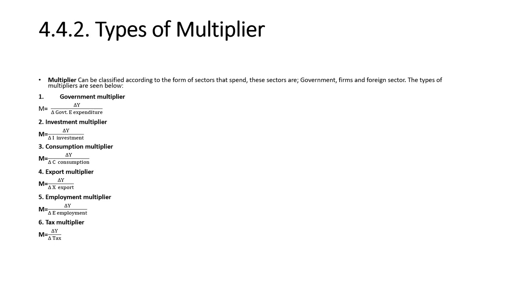The formula on how we can calculate a multiplier: you take the change in income, remembering that the government also may receive national income, divided by the change in government expenditure. There are also the investment multiplier, consumption multiplier, export multiplier, employment multiplier, tax multiplier, and so on. Depending on what is given, you can calculate by using this formula in calculating multipliers.